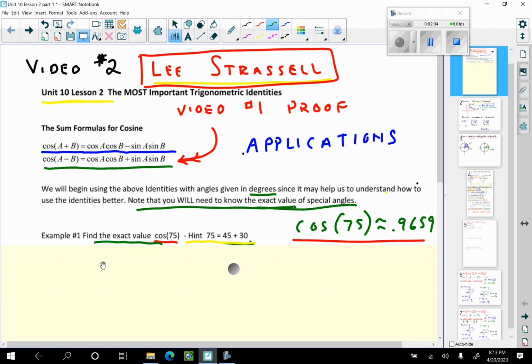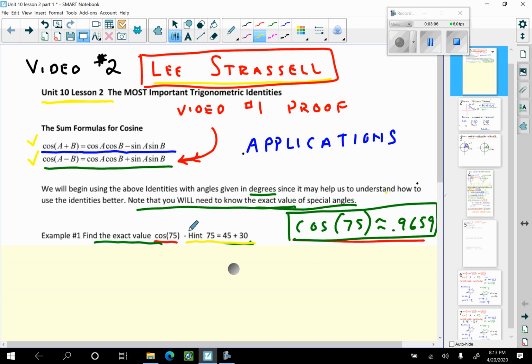Hey, you have your graphing calculator. You have your calculator on phone. I can estimate the cosine of 75. And for most general purposes, this estimation is going to be very nice. But we need to know how to apply these formulas for next year. So what we're going to do is apply this particular formula, and we're going to use our knowledge of the unit circle.